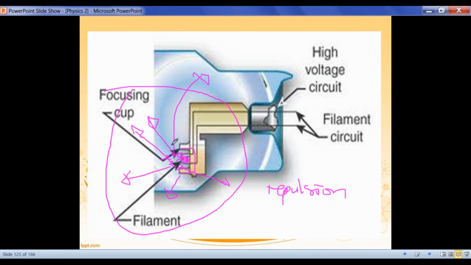But because of the presence of this focusing cup, nag-focus po sila. Yung purpose niya, i-focus po niya to draw the electrons into a stream para ma-contain lang po sila sa portion na ito, para hindi po sila pumunta sa ibang direction.